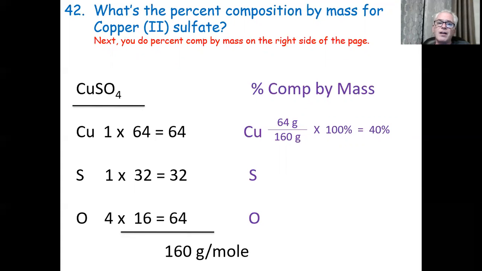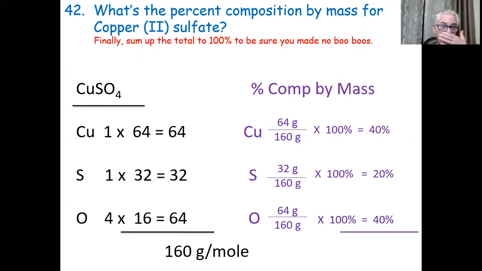Now the sulfur is only 32 grams out of 160. That's only 20%. And the oxygen, well, look at the number, 64 again, right? Same as the copper by mass, not the same thing. Oxygen and copper are different, but the masses happen to be the same. And so 64 divided by 160 again times 100%, and that of course equals 40%.